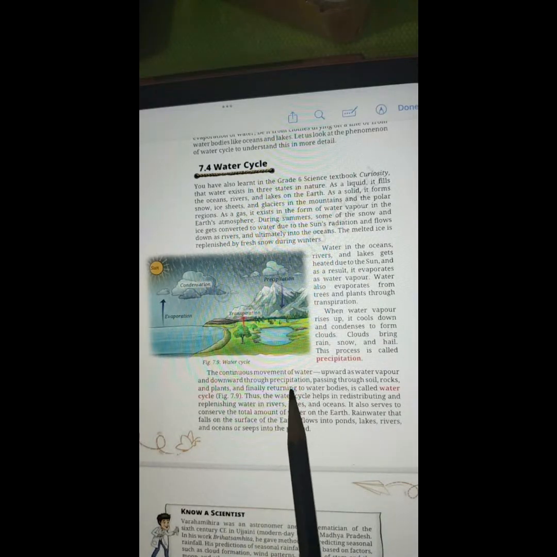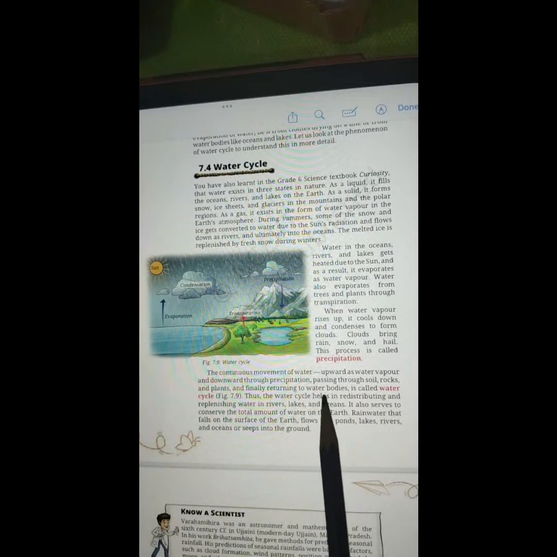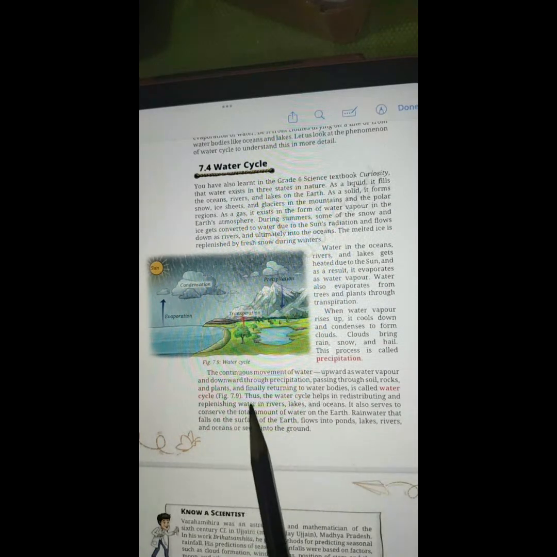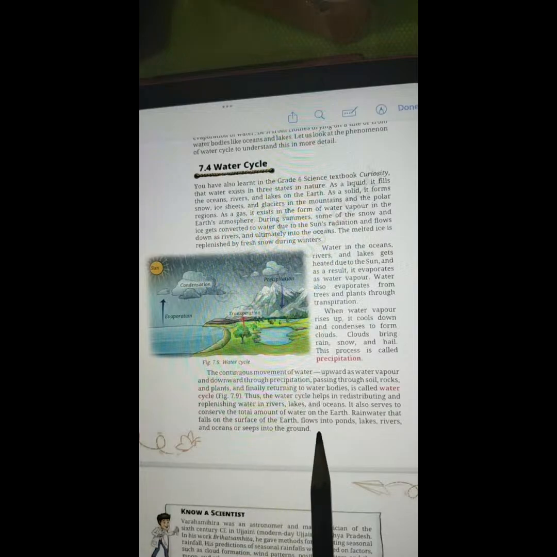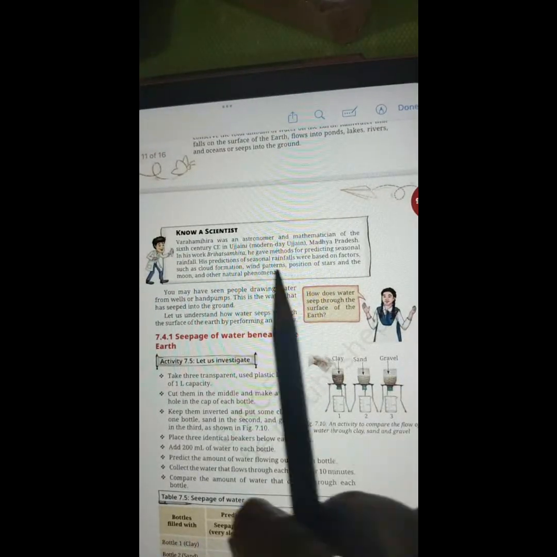The continuous movement of water upward as water vapor and downward through precipitation, passing through soil, rocks, and plants, and finally returning to water bodies is called water cycle. Thus, the water cycle helps in redistributing and replenishing water in rivers, lakes, and oceans. It also serves to conserve the total amount of water on the earth. Rainwater that falls on the surface of the earth flows into ponds, lakes, rivers, and oceans or seeps into the ground.